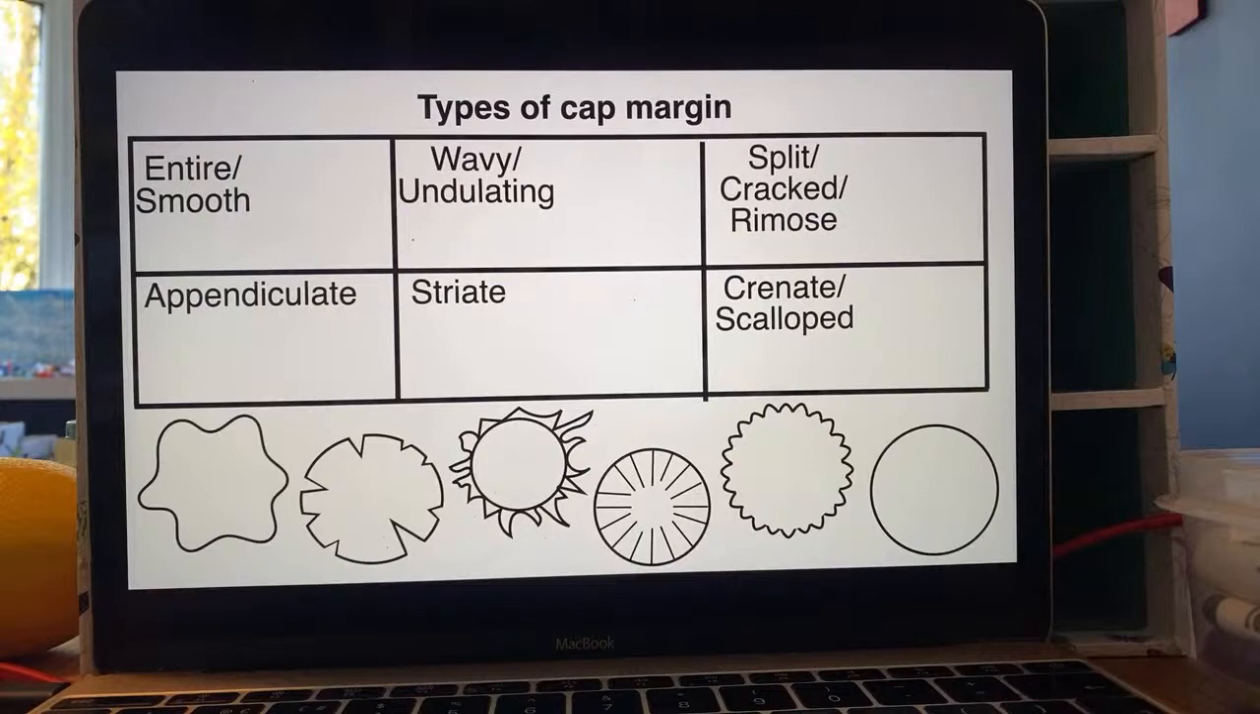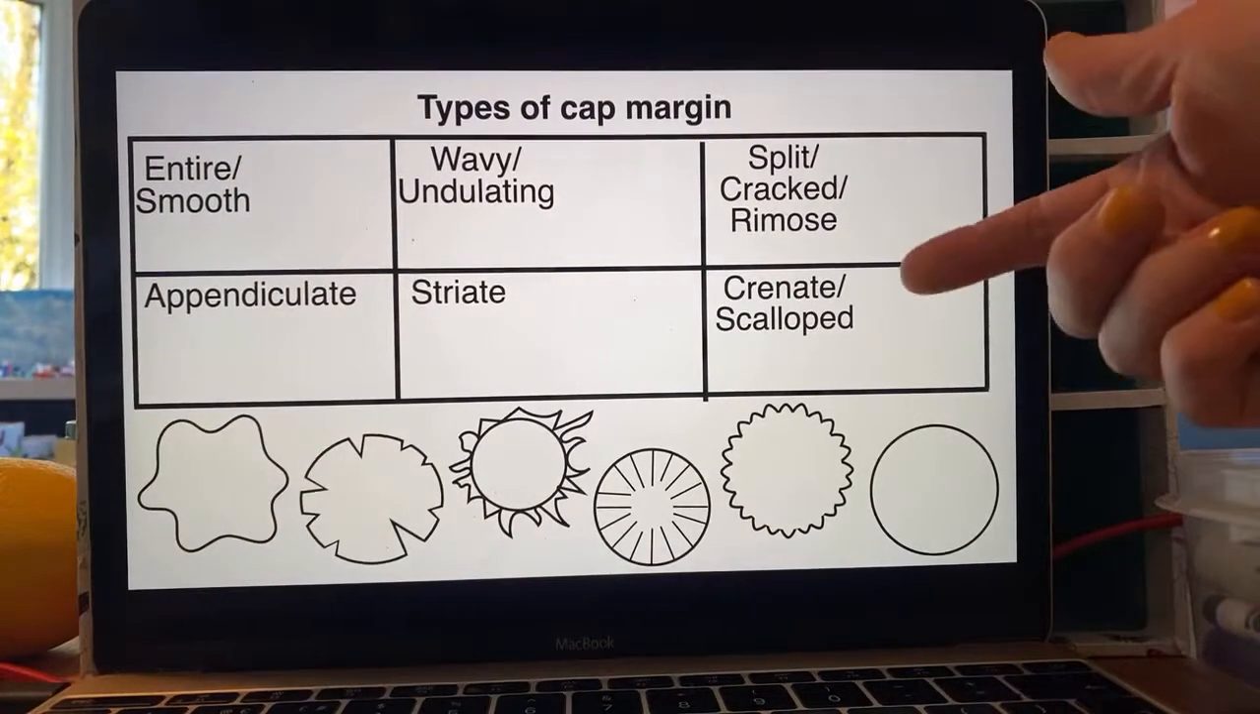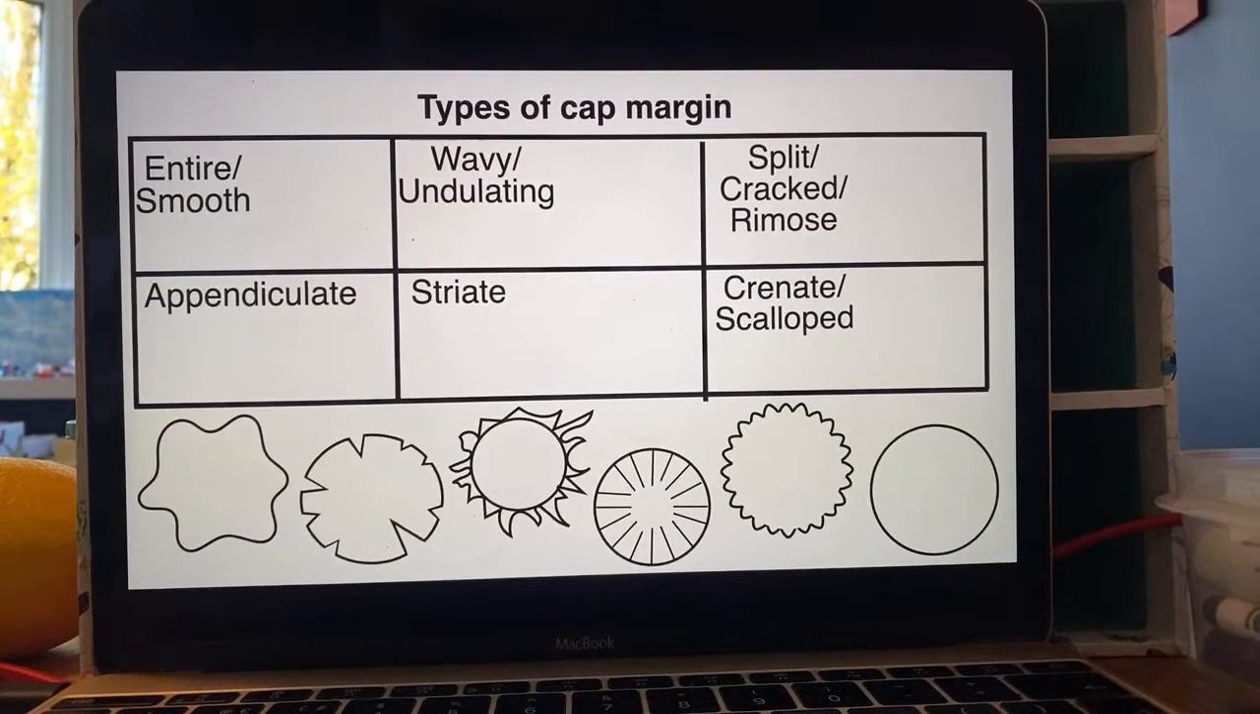Can you match those up to the names of the different kinds of margins that you can get on mushrooms? So you've got entire and smooth, wavy/undulating, split cracked rimose, appendiculate, striate, and crenate/scalloped. I don't think you'll get all of those, but can you maybe match up a couple of those before I give you any clues?